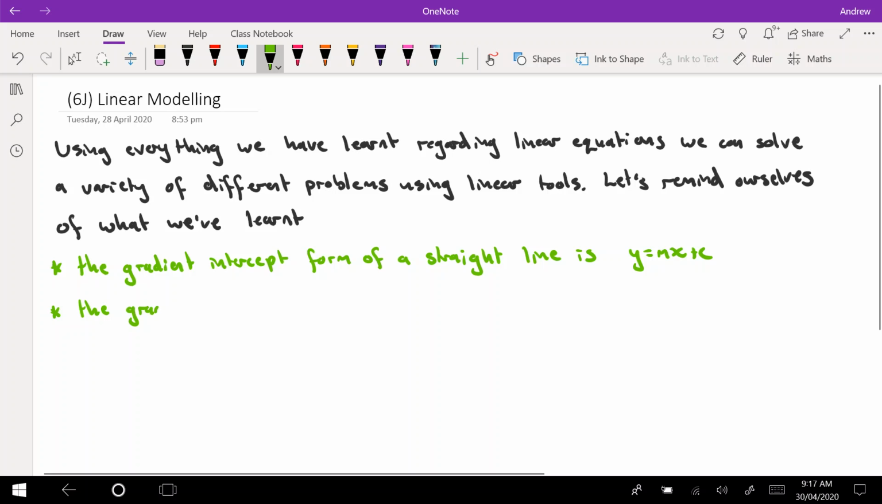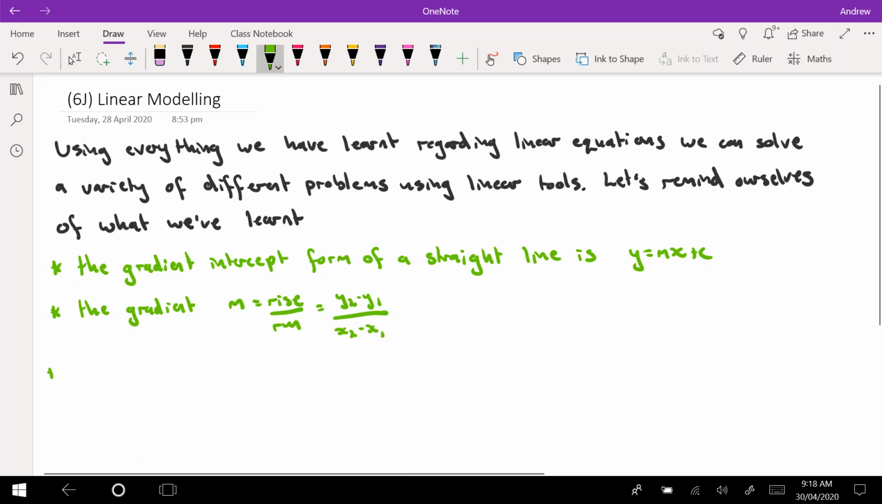The gradient is equal to m. We use m for gradient just because we don't use g for gradient. G is known for gravity. We don't want to mess that up, so we use m. And m is equal to rise over run. Rise being the change in y, so my y2 take y1. And my run being my change in x, so my x2 take x1. So that is how we find the gradient.